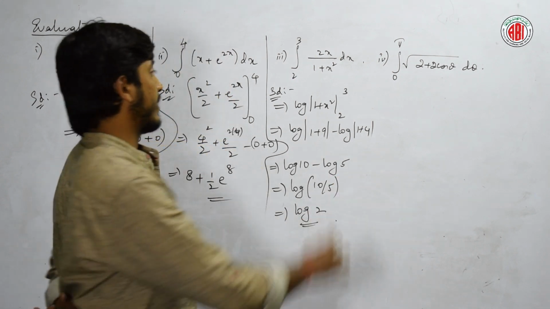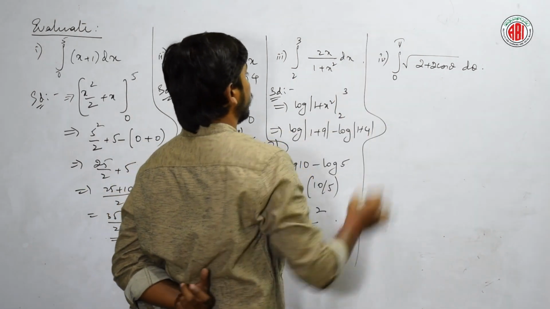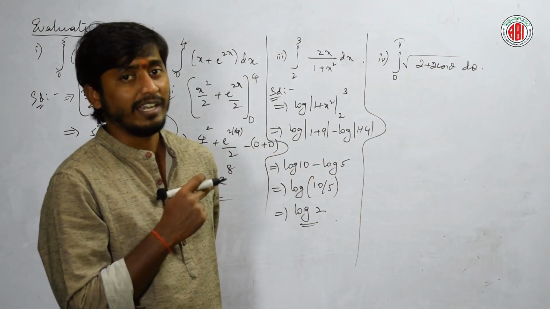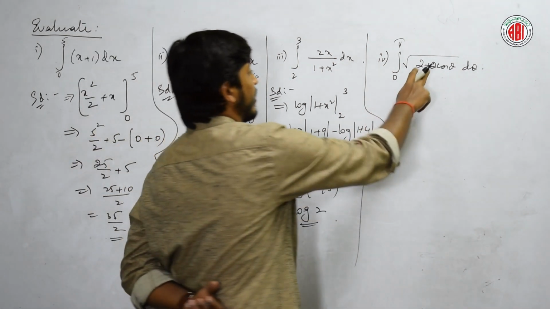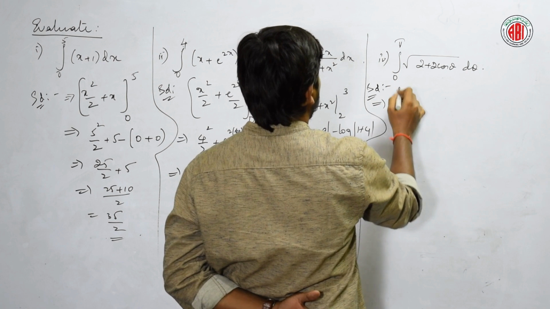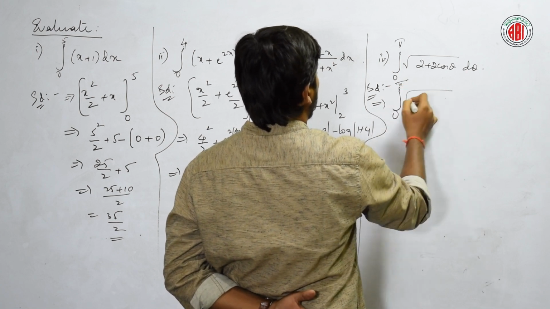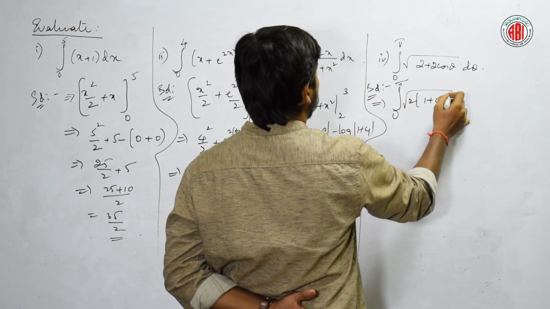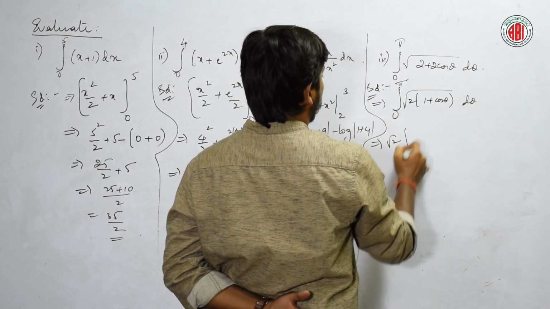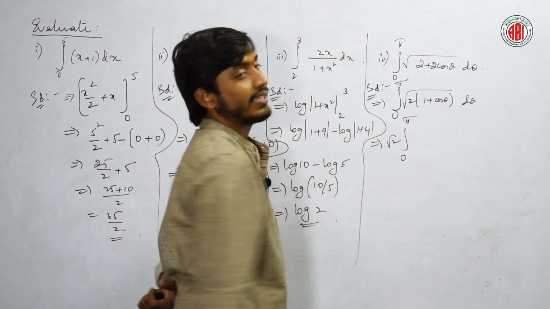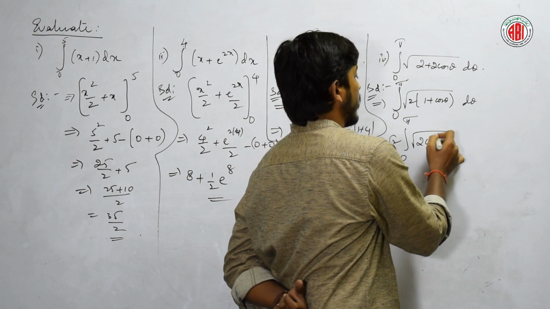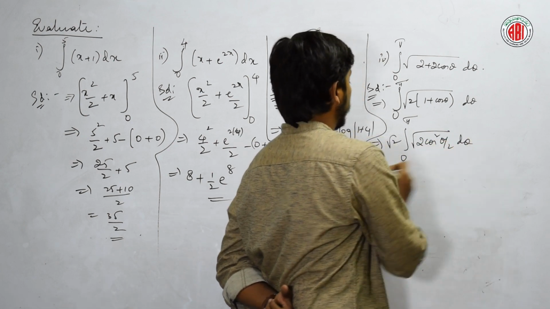Right? Next, the last thing, 2 plus 2 cos theta d theta. So this thing we did in our integrations also, right? Let us take 2 common here. If I take 2 common here, I will get it as 1 plus cos theta d theta. Take root 2 outside. What is the formula for 1 plus cos theta? 2 cos square theta by 2, under root, 2 cos square theta by 2 d theta.